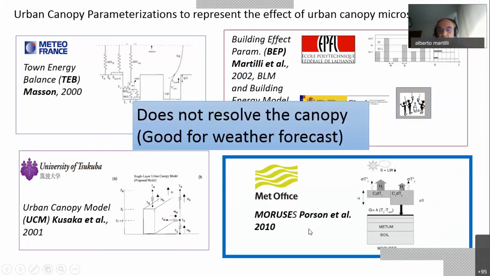parameterization, for example, like the one used by UK Met Office, where the objective is mainly to reproduce the fluxes that are coming out from the urban canopy layer. So they don't care what's happening inside in detail. So this type of parameterization is very good, for example, for weather forecasts, where you don't need to know the details of what's happening in the urban canopy. They are not very computationally expensive, so they are very appropriate for this type of application.